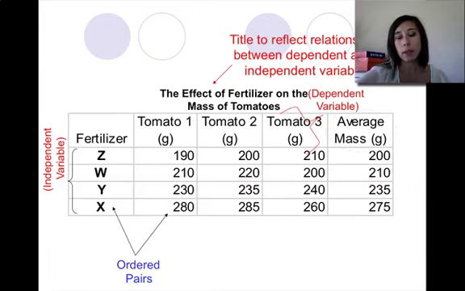So let's look back at this data. You've got your trials and you've got the average mass. Your independent variable is the type of fertilizer, and your dependent variable is the mass of the tomato. So think for a second, what type of graph do you think we would use?